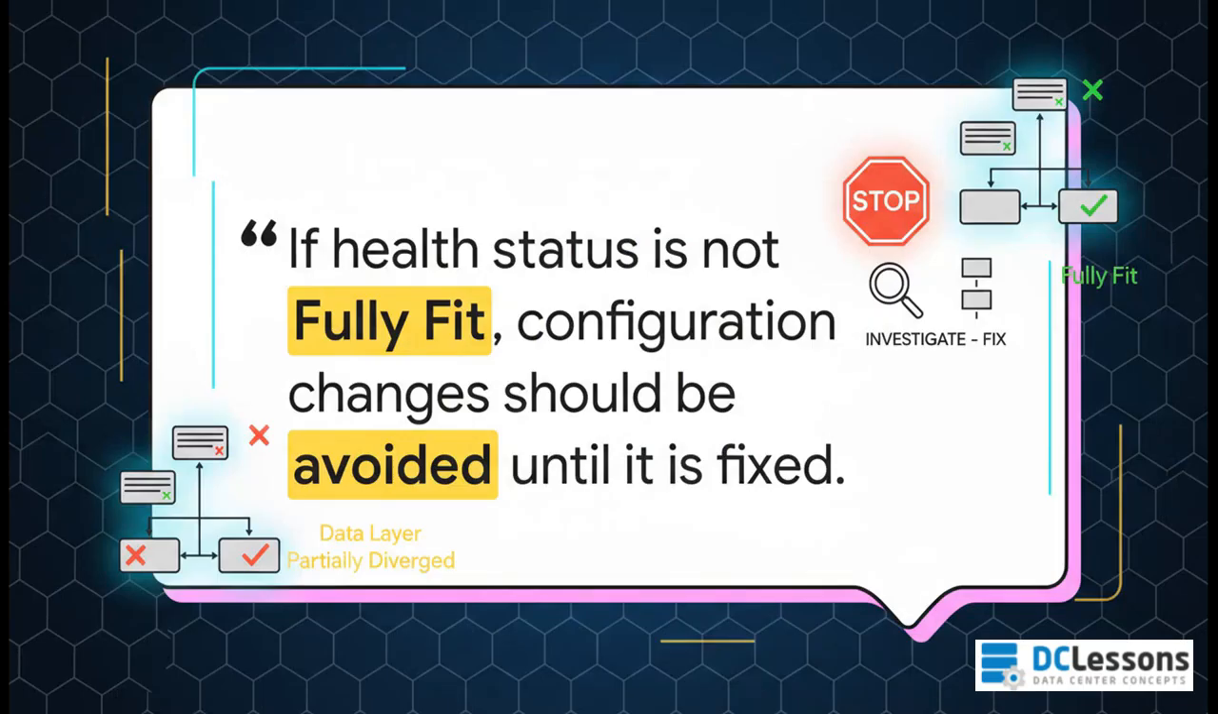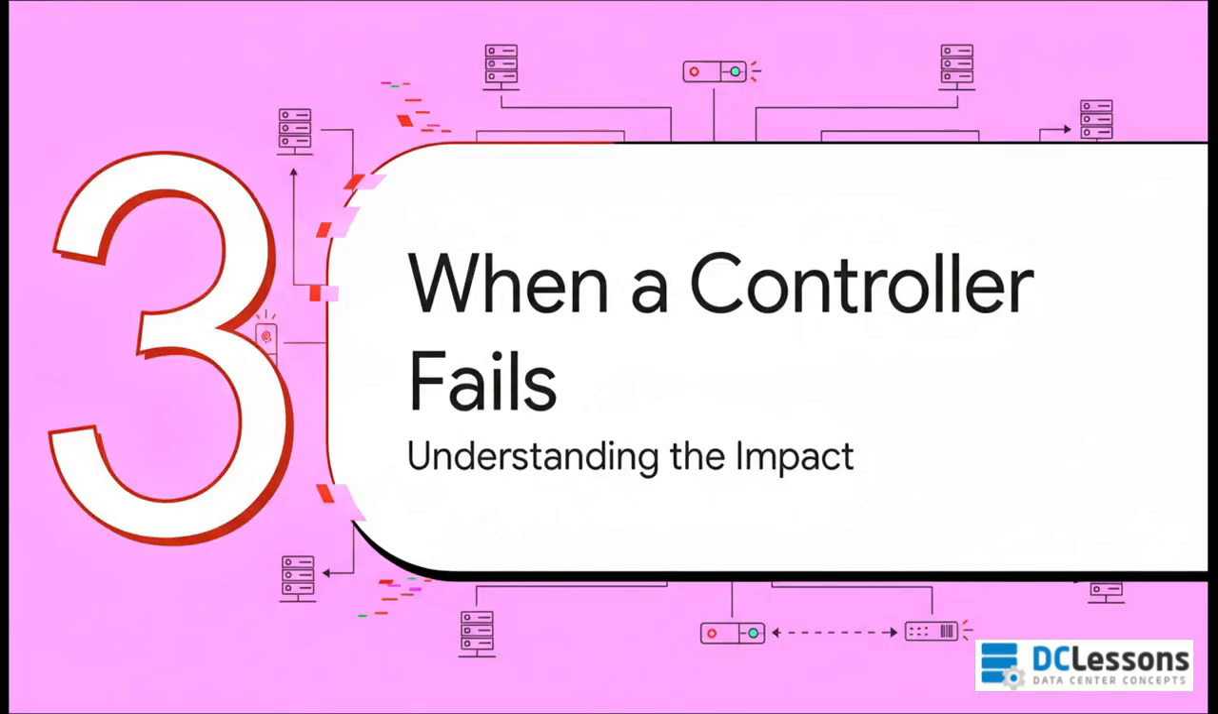Now, on the other hand, if you see a status like, say, data layer partially diverged, that is a major red flag. Seriously. It's like a giant stop sign for your network. You stop everything. No new policies, no deploying new applications. Your one and only priority at that point is to figure out what's wrong and get that cluster back to a fully fit state.